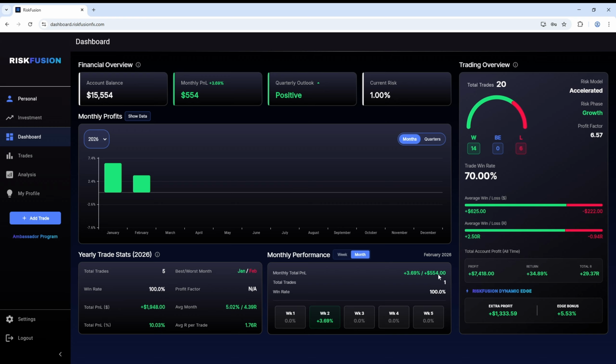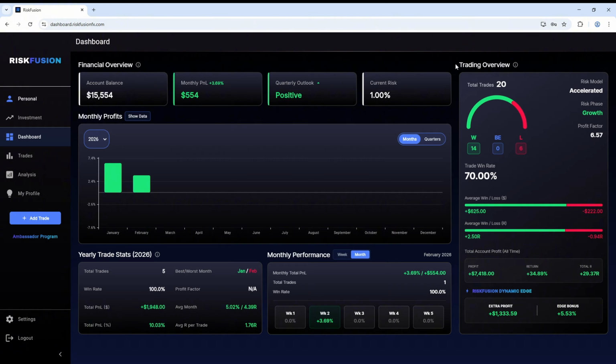Okay, and that's what I'm currently up. And it tells you that week 1 was 0, and then now we're on week 2, and it was positive, and we're up 3.69%. So, okay, all that information is there for the current week and the current month. And then over here on the right hand side is your general trading overview.